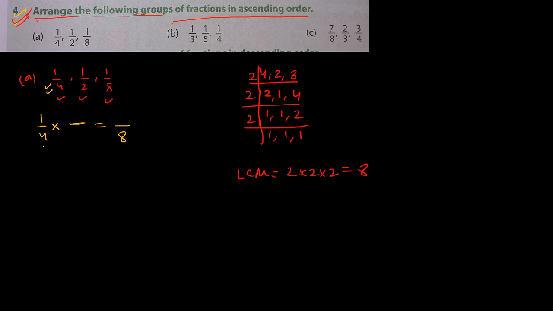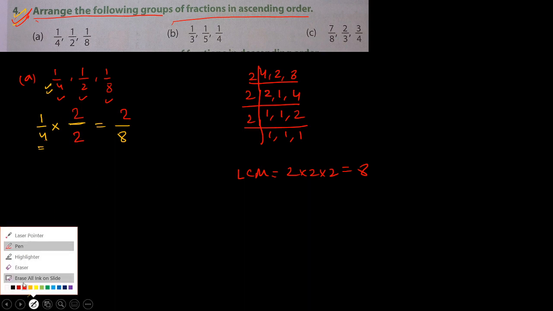Means I have to multiply this 4 by which number so that I can get 8. So you will say, sir, 2. Okay, because 4 2s are 8. So I will multiply it by 2. So I have to multiply 2 in numerator also. Okay, so 4 2s are 8 and 1 2s are 2. So 2 upon 8 I have got.